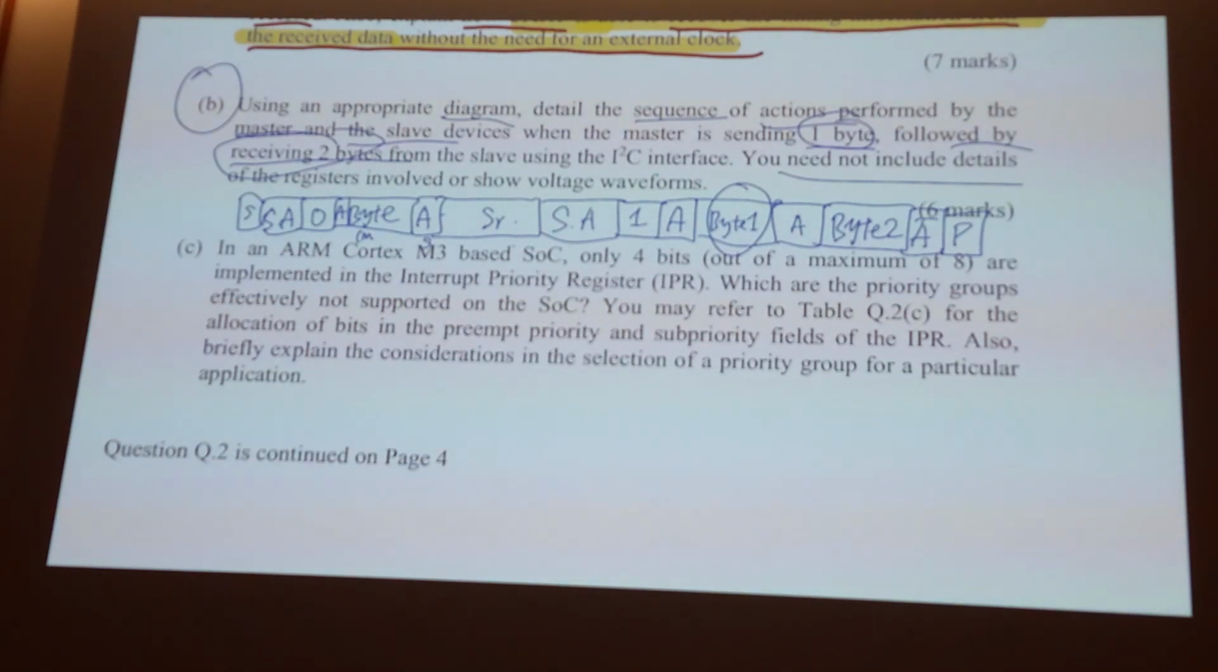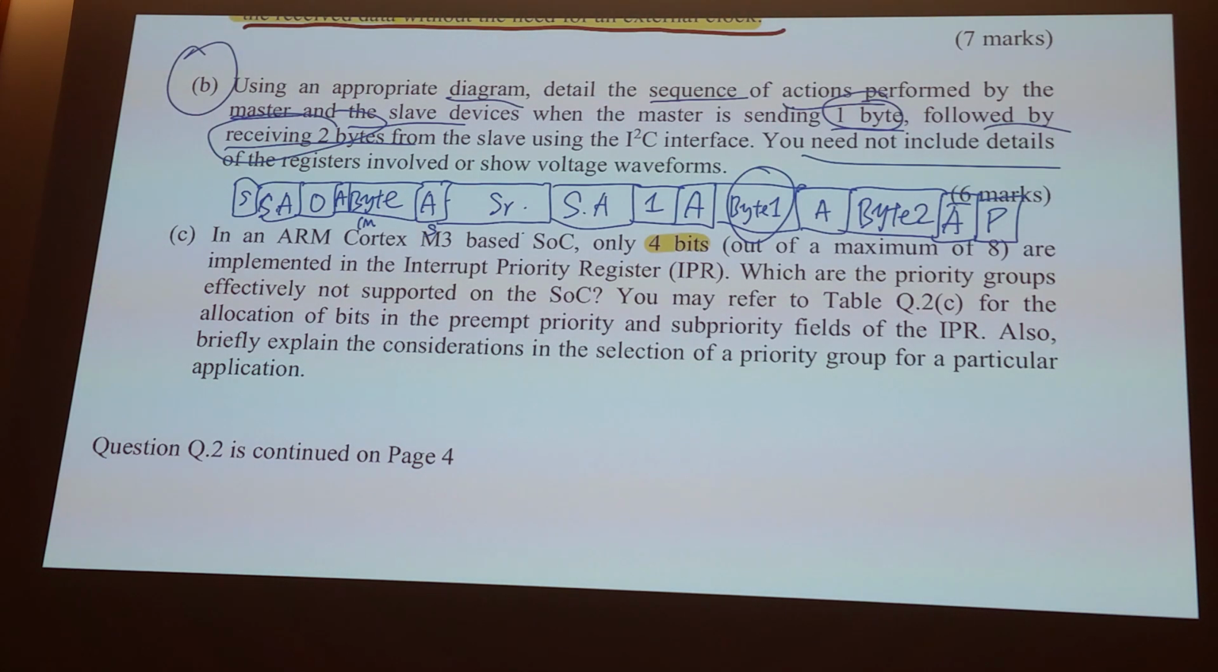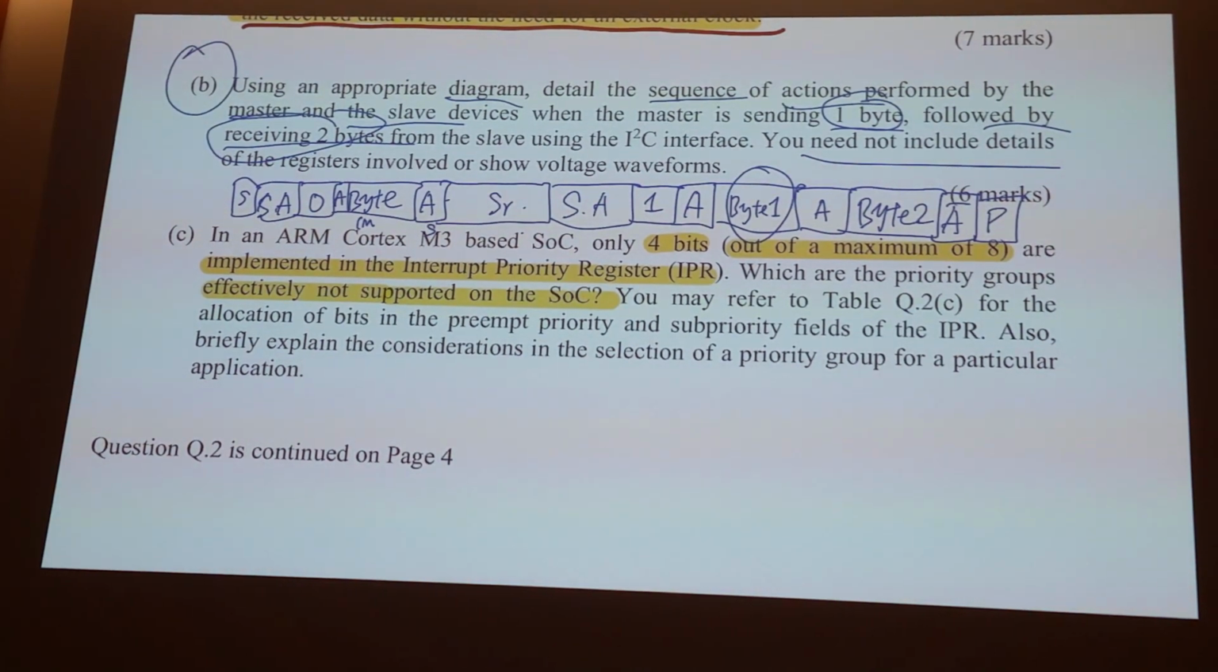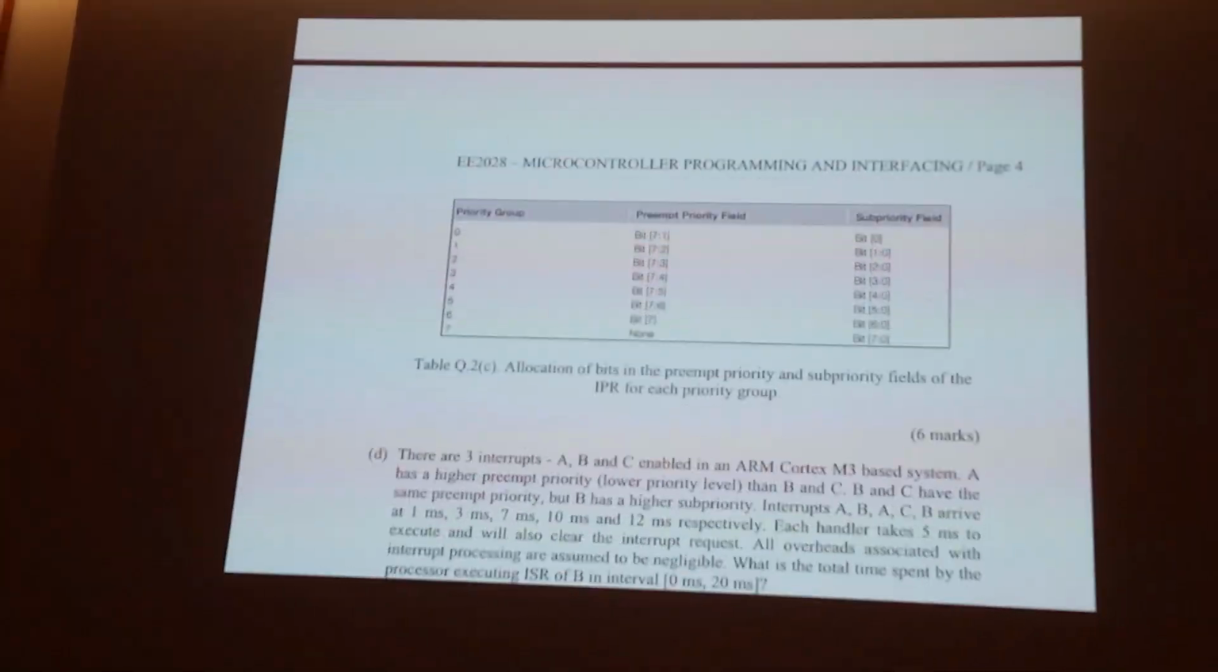Okay, so let's look at part C. In the ARM Cortex-M based SoC, only 4 bits out of a maximum of 8 are implemented in the interrupt priority register. You see how similar the question is compared to the previous paper. Which priority groups are effectively not supported on the SoC? You may refer to table 2C for the allocation of these in preempt and sub-priority. Also briefly explain the consideration in the selection. So this one is given.